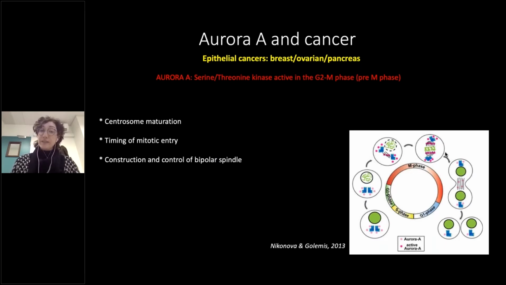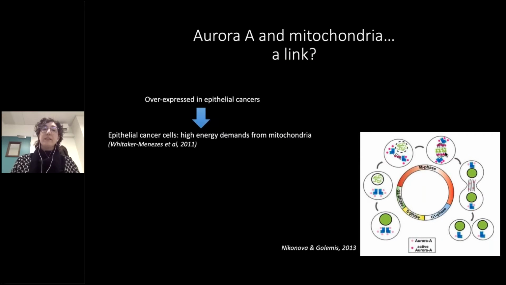What we were missing was a link between Aurora A and mitochondria, at least a direct link. And why did we come up with this idea? As I told you before, we knew that Aurora A was overexpressed in epithelial cancers, and that epithelial cancer cells have high energy demands from mitochondria. So these are rather oxidative tumors, they are non-glycolytic. And since Aurora A plays a pivotal role in epithelial cancers, we asked whether it could also play a role at mitochondria, direct or indirect.